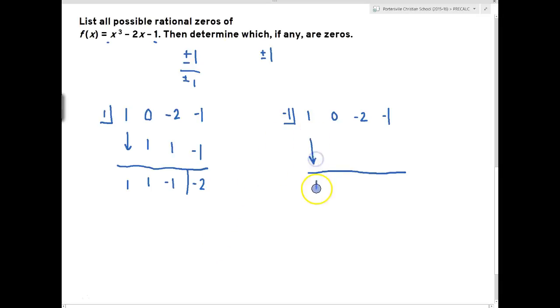For this side over here, when I do this, I get -1 times 1 is -1, and then over here my remainder is 0. And that's what we want. In order to figure out whether one of these is a real zero, if we get a remainder of 0, that tells me that it is. So my possible zeros were plus or minus 1. The real zero that I have is -1. So that would be my final answer.